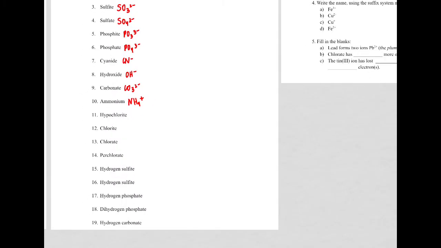Then we have our chlorite series, those 4 chlorites. We have hypochlorite first, which is ClO, just 1 minus. Then we have chlorite, ClO2 minus, chlorate, ClO3 minus, and perchlorate, ClO4 minus. So for this one, this is easy. All you have to memorize is hypochlorite, and then you know chlorite, chlorate, and perchlorate. You just need to know this one, and then you can figure out the rest from there.